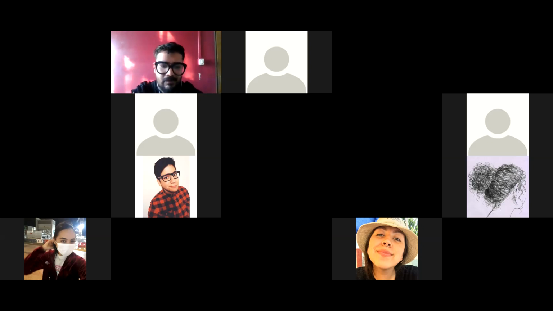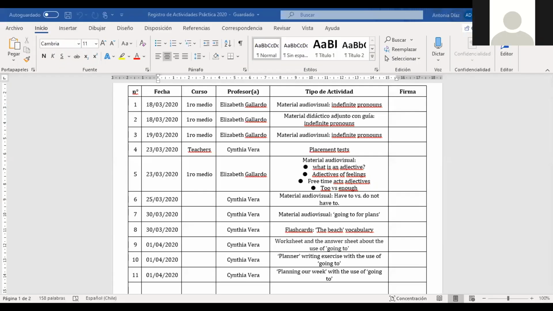everyone has to fill in the same type of document. Yes, you all have to fill in this type of document where you have the number, the date, the course, the teacher, the activity, and you also have this especificación de horas, I believe, desglose de horas part of the form. So there you have to complete this. Antonia, I think what she means is that she doesn't have this. I'm going to show you what I think she means.